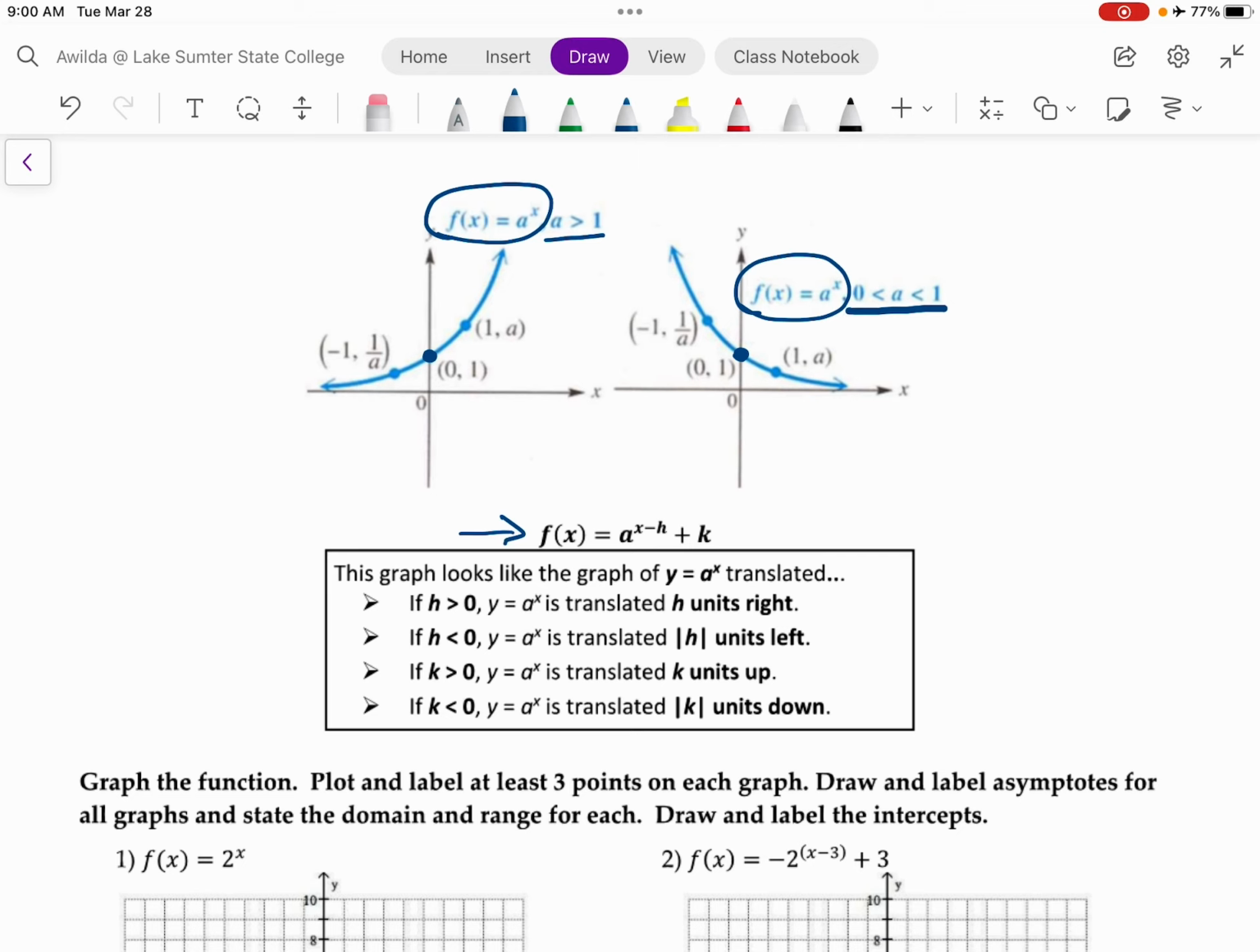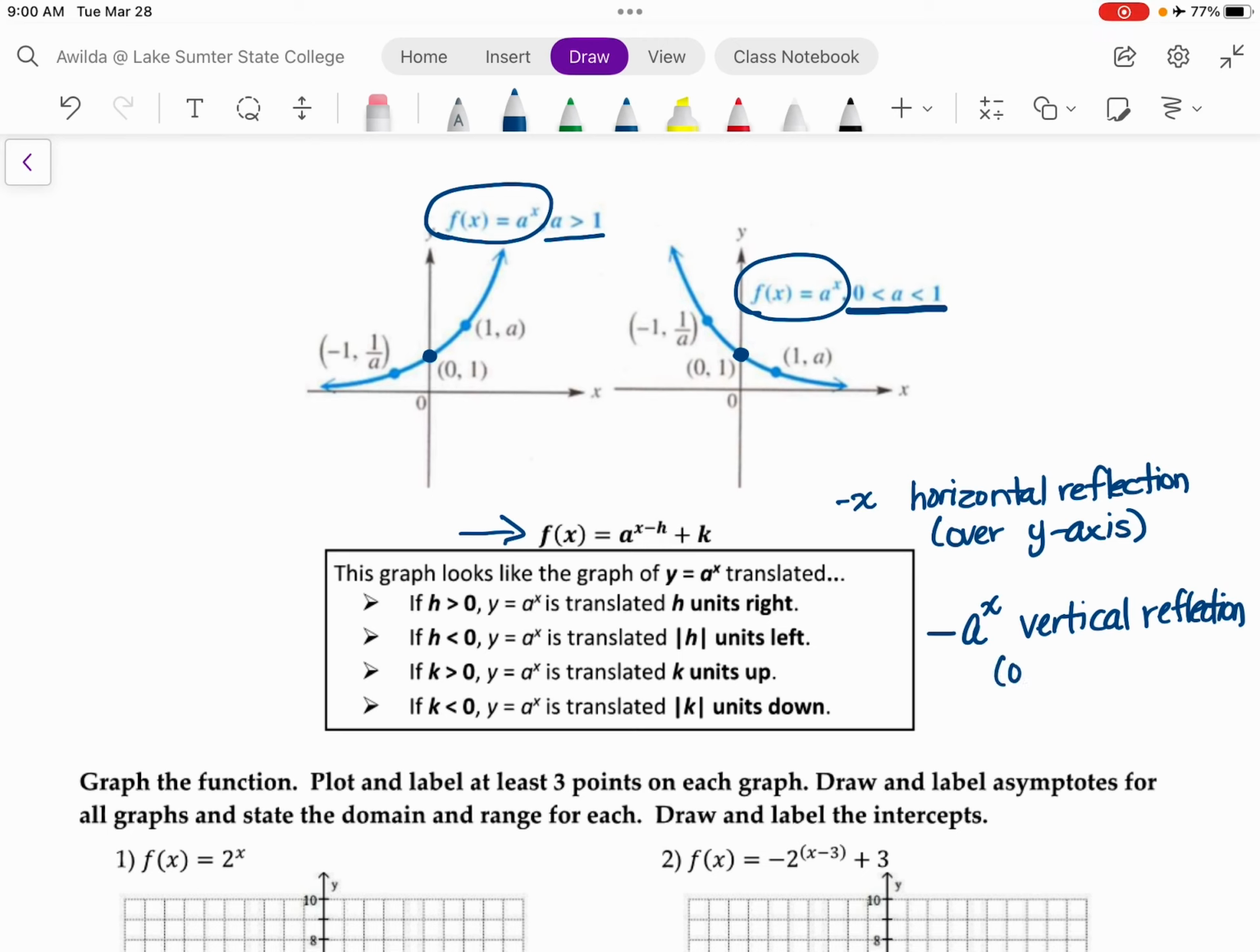Additionally, we can have reflections created. Remember that if we multiply the input x by -1, that is going to create a horizontal reflection. And so that is going to go over the y-axis. Just adding this here because it wasn't pre-printed in the notes. And if we multiply the entire power by a -1, then that is going to create a vertical reflection. And so that is over the x-axis.